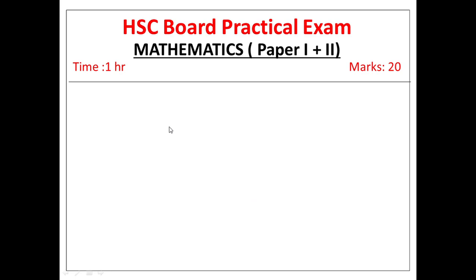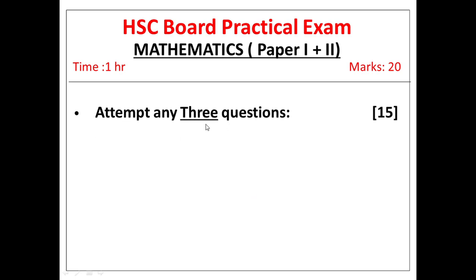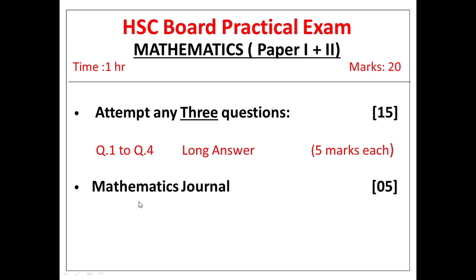Now we'll see the HSC Board practical exam paper pattern. The time is 1 hour and marks are 20. Now you have to attempt any 3 questions having 15 marks. Question number 1 to question number 4 are long answer type questions, each having 5 marks. The first 2 are from paper 1 and the next 2 from paper 2. And the 5 marks are for your certified mathematics journal.